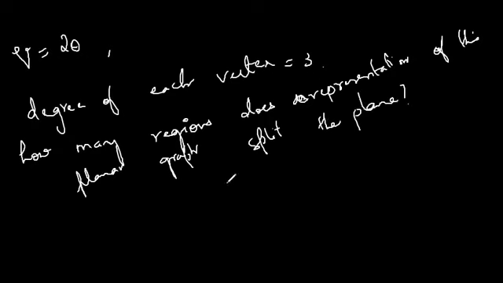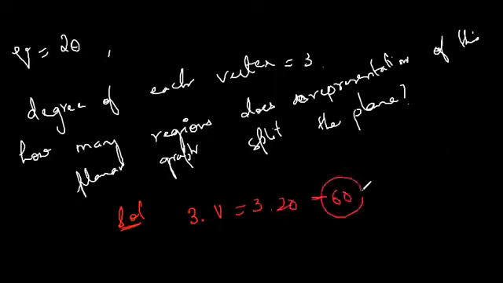Okay, so now since this graph has 20 vertices, V is given already as 20 and each has degree 3, and the sum of the degrees of the vertices is related to the number of edges. So basically 3 into each vertex, because each vertex degree is 3, so 3 into 20 is 60. But this 60 is equal to 2e. Okay, why am I taking 2e? Because each edge is connected to two vertices.